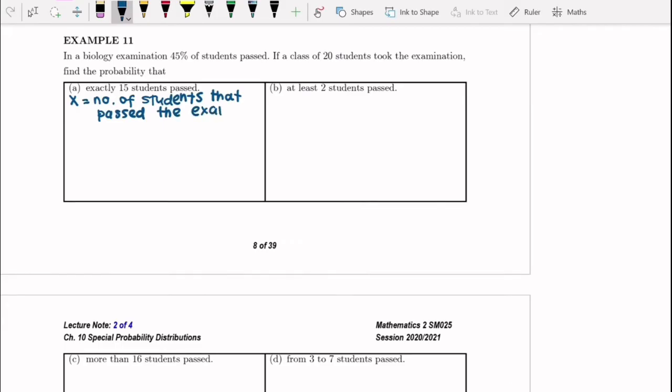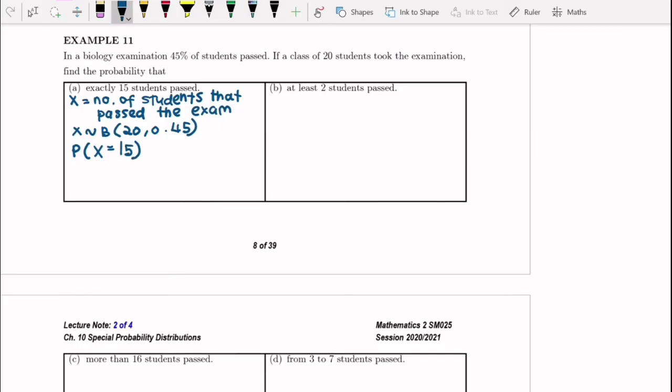We can use binomial distribution to solve this question with n equals 20, p equals 0.45. Why can we use binomial distribution? Because we only have two outcomes, whether the student passes or does not pass the exam. Now we want to find the probability of x exactly 15.